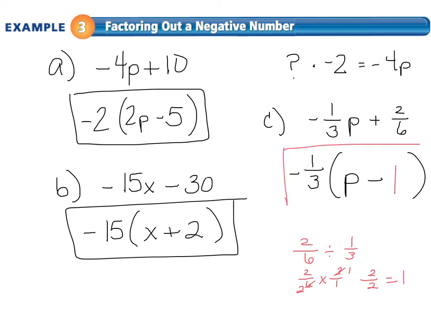So my answer would be negative 1/3 times the difference of p and 1. Or you could read it as negative 1/3 times the quantity p minus 1. You cannot say negative 1/3 times p, because you're not taking this times p, you're taking it times p minus 1, the entire thing.